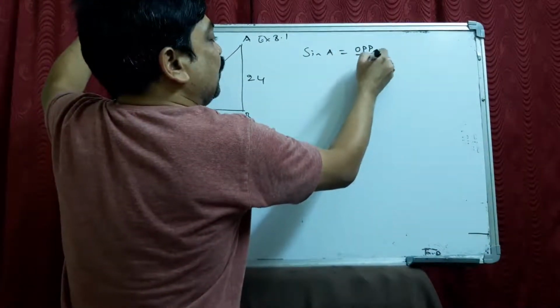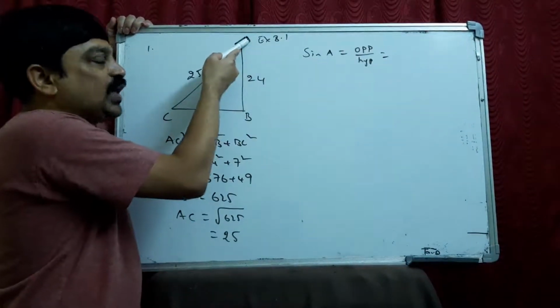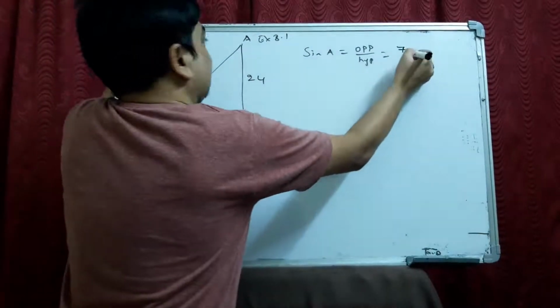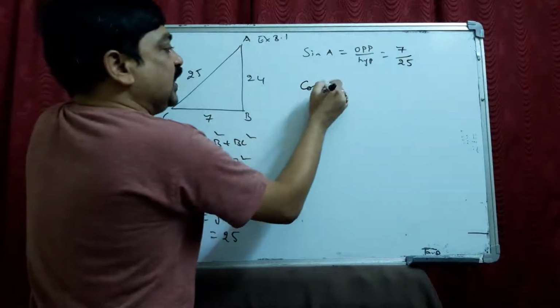Opposite by hypotenuse. Opposite to whom? Opposite to the angle that we take. Opposite to the angle A. What is opposite to angle A? 7. So 7 by hypotenuse. 25. What is cos A?